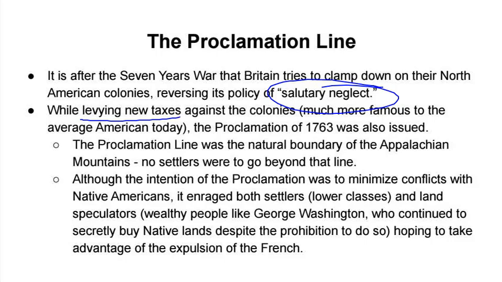Lower class folks were most angry about this Proclamation of 1763, in which the proclamation line used the natural boundary of the Appalachian Mountains to say no settlement beyond this line can take place. Now the British are simply trying to minimize conflicts with Native American tribes, but it enrages settlers who are lower class and want land, as well as land speculators, which included wealthy people like George Washington, who would purchase large swaths of land and then sell it off piece by piece at a profit. Now, they want to take advantage of the expulsion of the French from North America, both the lower classes that wanted the land and the upper classes that wanted to speculate in that land.